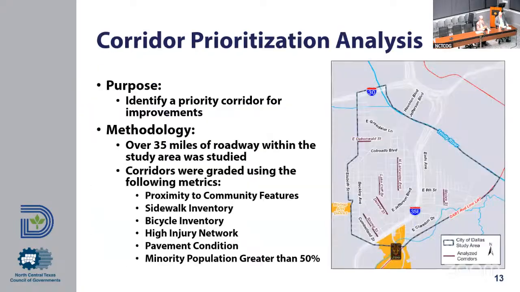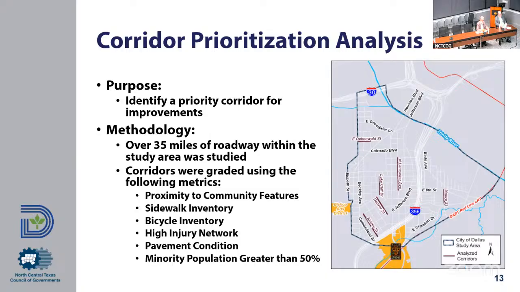On the next slide, here we'll discuss the corridor prioritization analysis. The purpose of this analysis was to guide future planning efforts, propose transportation improvements, and identify a priority corridor of the local street network within the City of Dallas study area.